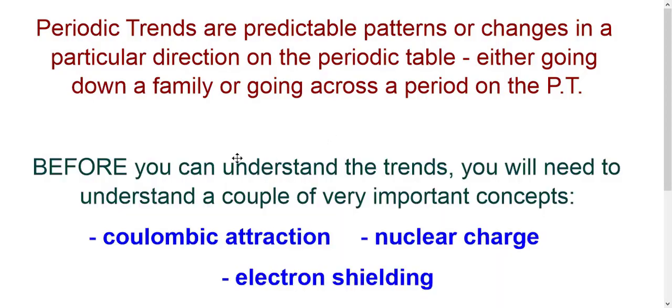And so I'm going to explain all of these trends in terms of these important concepts: Coulombic attraction, nuclear charge, or effective nuclear charge, and electron shielding. These topics were covered more in depth in the POGIL activity that we did in class on Coulombic attraction. So I'm going to summarize that, but these concepts can be reviewed in that packet. Once you understand these concepts, you can apply them to the trends we're going to talk about.